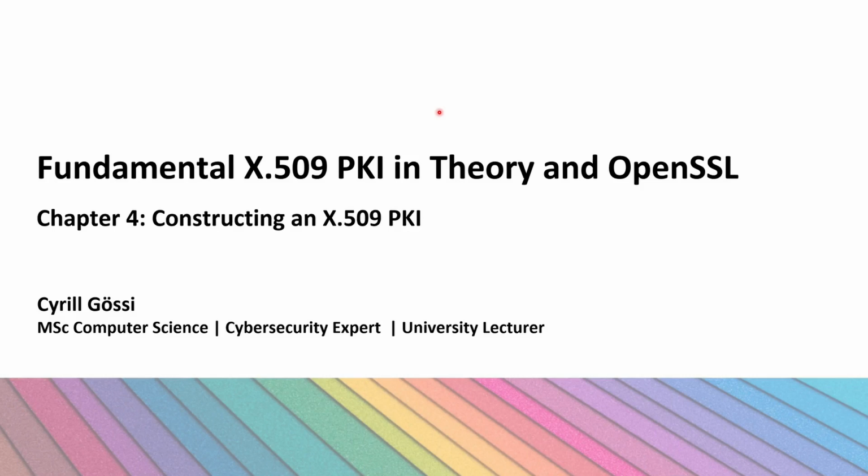We have reached Chapter 4, where we will apply our solid theoretical understanding of X509 PKIs acquired in the previous chapters by using OpenSSL to construct from scratch a two-tier X509 PKI with an architecture as presented at the end of the previous lesson.